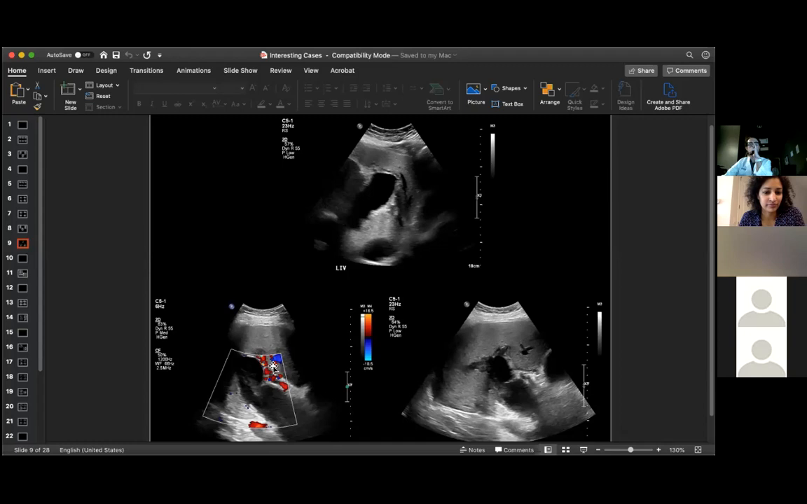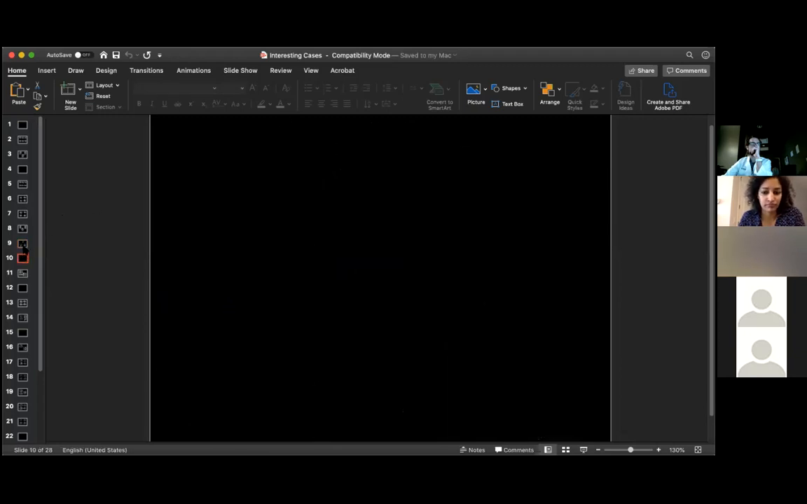So the point is here. Again, we didn't see any flow in this structure, and we saw this debris, which we thought was bright on the non-con. So maybe some blood degradation products. We didn't see any extravasation on the CTA. And so we didn't know what this was, basically.